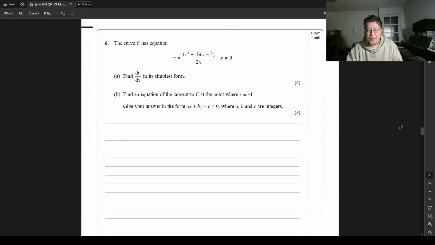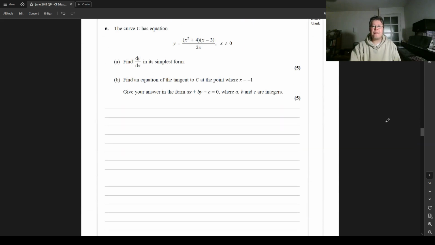Okay, question number 6. We're given a curve, and there's the equation. And we first want to do dy by dx. We want to differentiate it. So the first thing to do to differentiate this is that we're going to just expand out the top and cancel the 2x if possible.